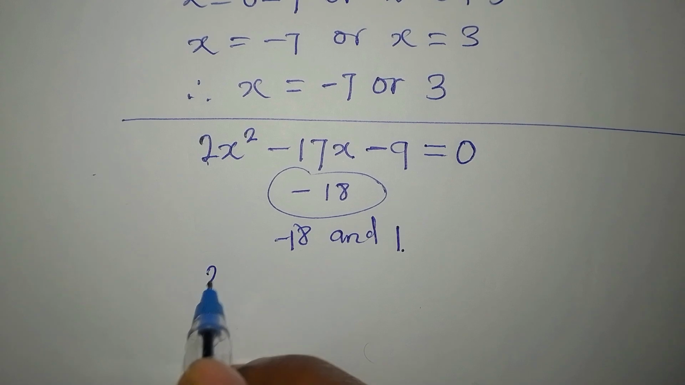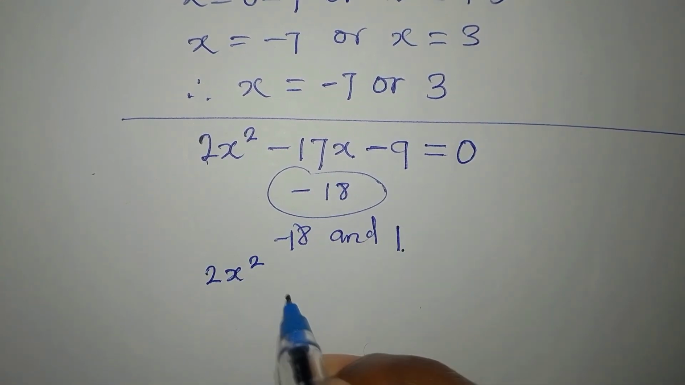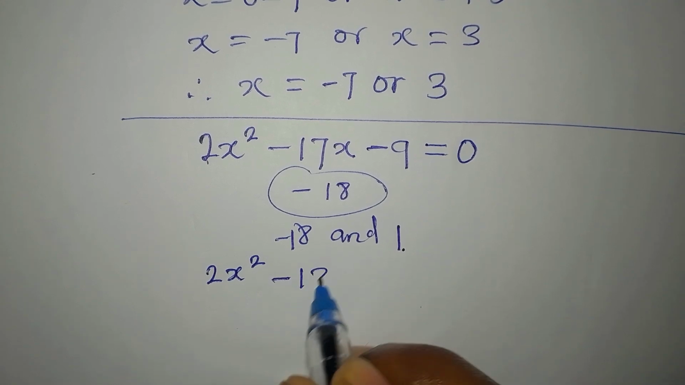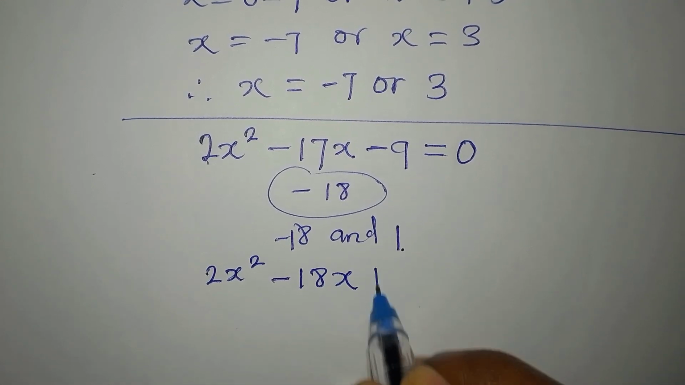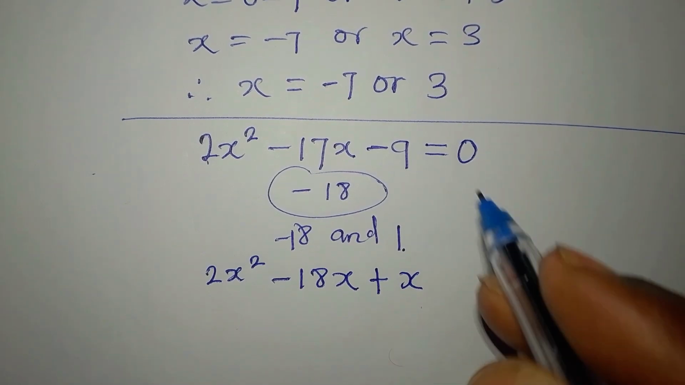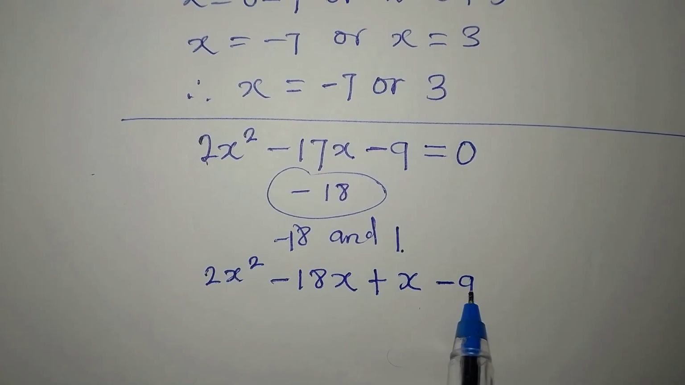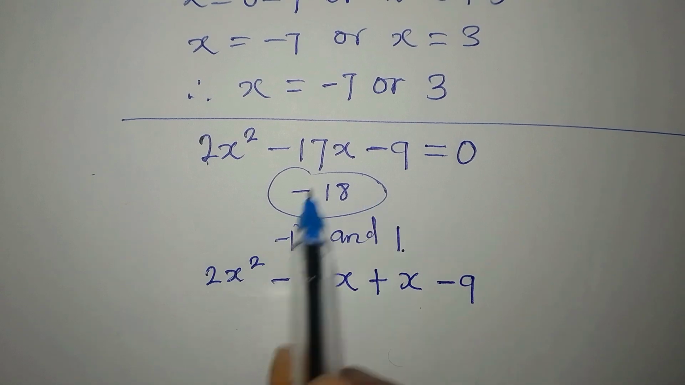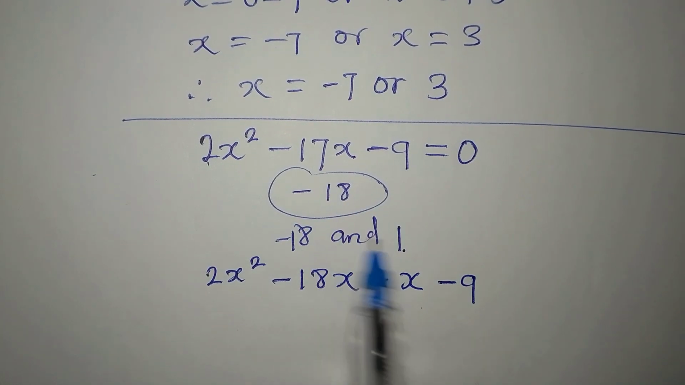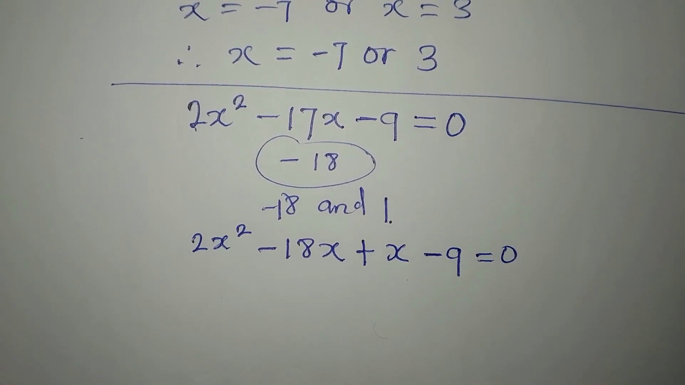So in place, I'll write my 2x squared. Now in place of minus 17x, I'll write minus 18x, then plus 1x, which is just x like this, right? Then I have my minus 9. This minus 9 will still come down. The minus 18 here is imaginary, so it's not appearing in the work. We equate this to 0. Now we are going to group into 2 and factorize.